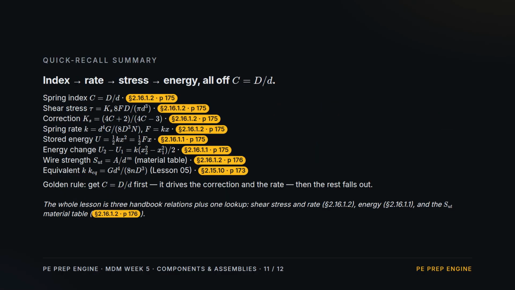Quick recall. Everything starts from the spring index, mean over wire. It sets the correction factor and the rate. The rate gives you deflection. The corrected shear stress tells you if the wire survives. 1/2 kx squared is the energy banked. Wire strength is a size-dependent lookup, and the same rate returns next week as the helical equivalent stiffness. Golden rule: get the index first, and the rest falls out.